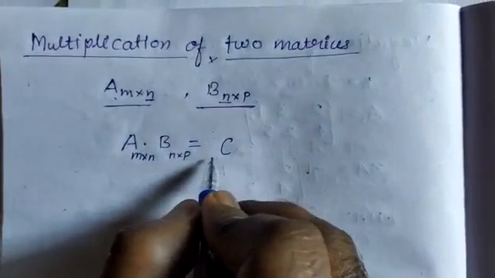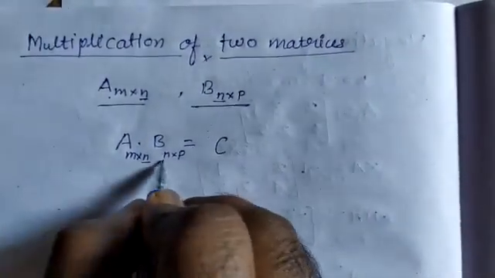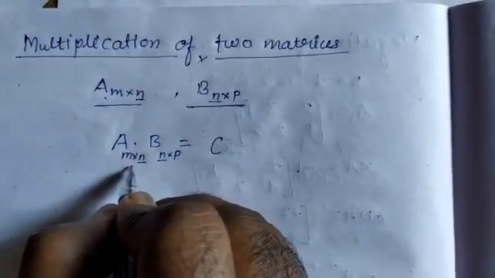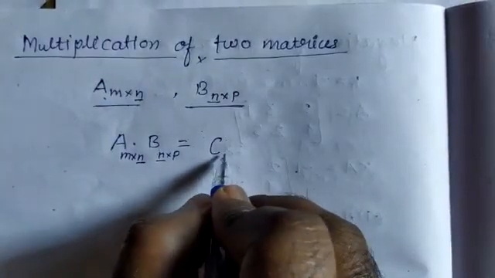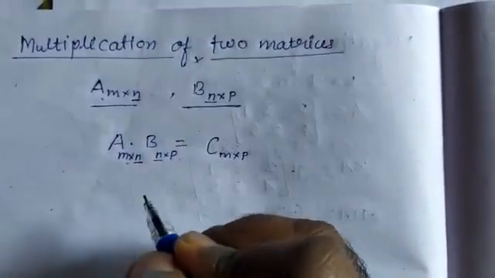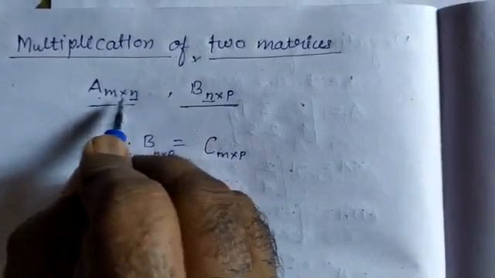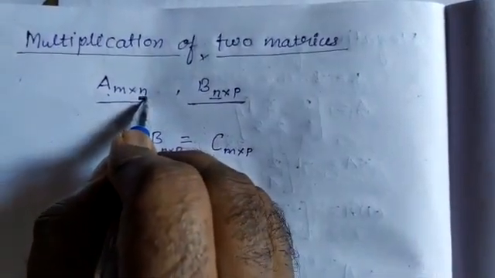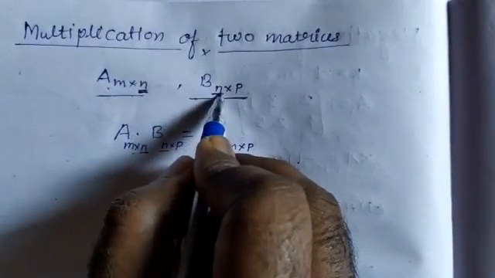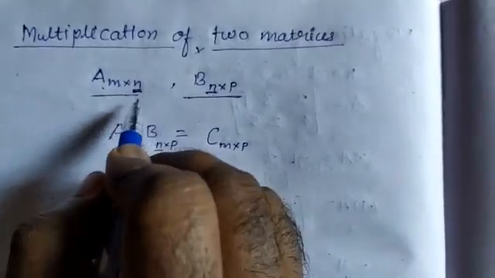What will be the possible order of the matrix C? Here the number of columns and number of rows are both the same, so the possible order of the resulting matrix will be m cross p. Multiplication is possible when the number of columns of the first matrix is equal to the number of rows of the second matrix. If both are equal, then multiplication is possible, otherwise not possible.